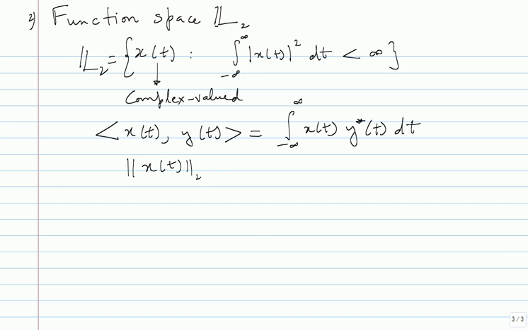The norm is what's called the 2-norm, which, if you do <x(t), x(t)>, will work out to the integral of |x(t)|^2 dt. So all finite 2-norm signals will belong to L2. Okay, so that's L2 for you. It's got a nice inner product as well. Like I said, L2 contains the continuous time signals that we'll be dealing with in this course.